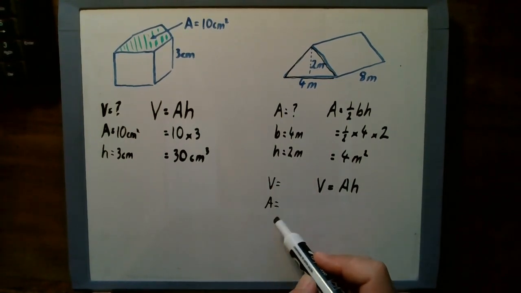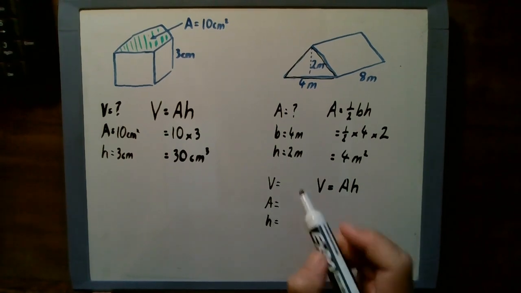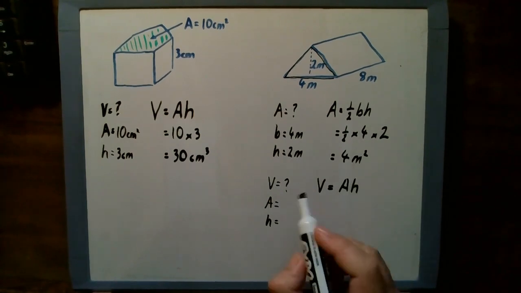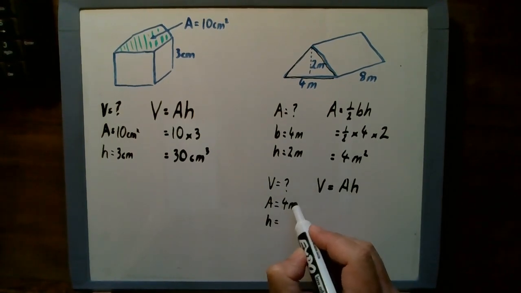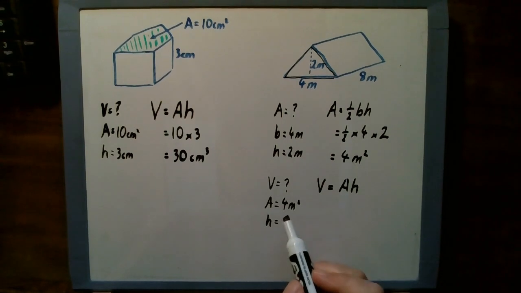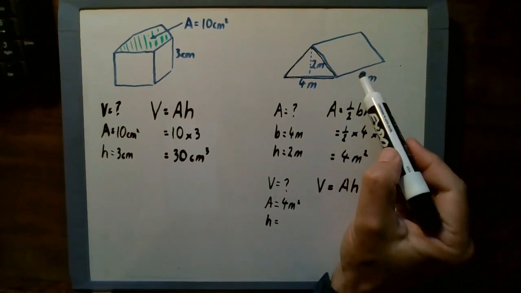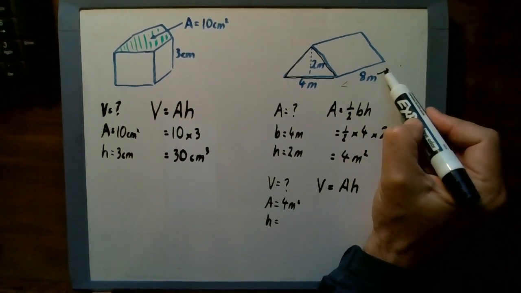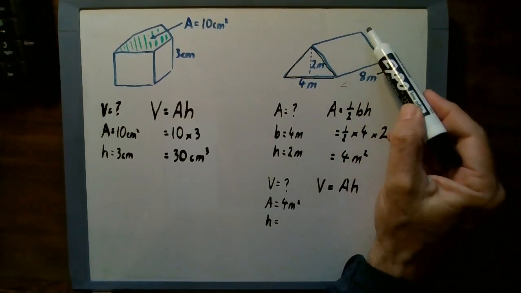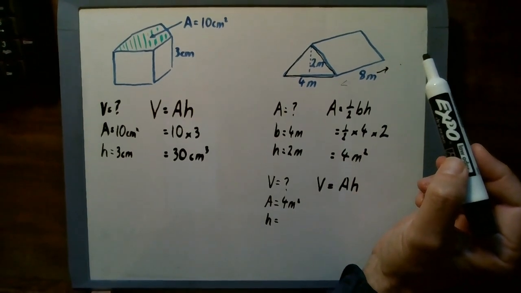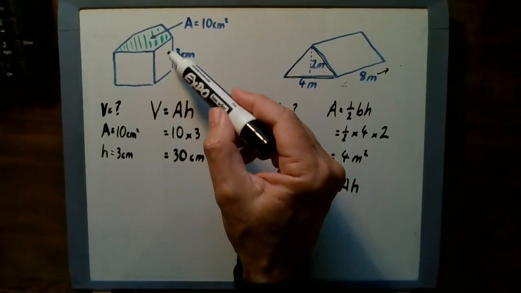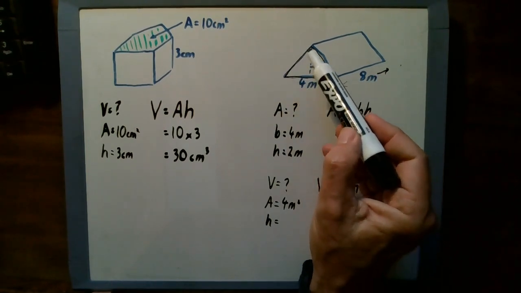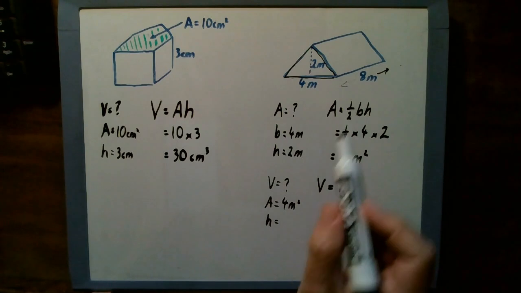List our pronumerals. The volume is what we are trying to find. The area we have just calculated, and that's 4 meters squared. And the height, a bit unusual, but the height is this direction here, because it is the distance between the two triangle ends. So sometimes our height is up and down, sometimes it is just sideways. It depends on where the two ends are that are the same.